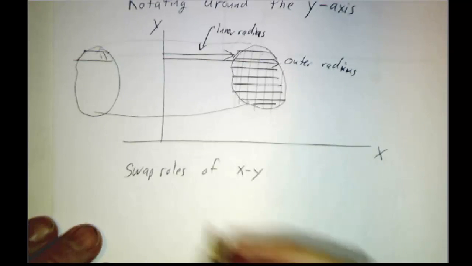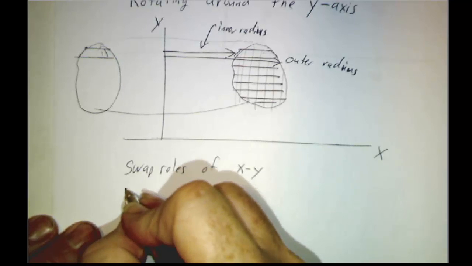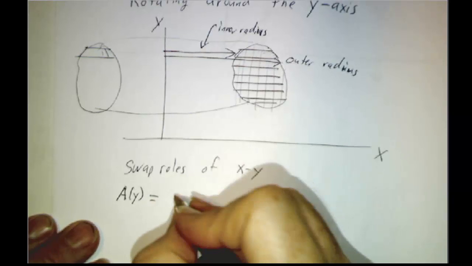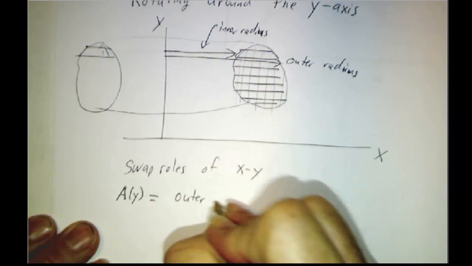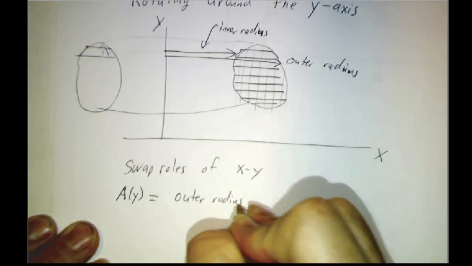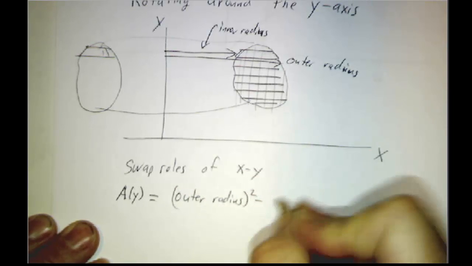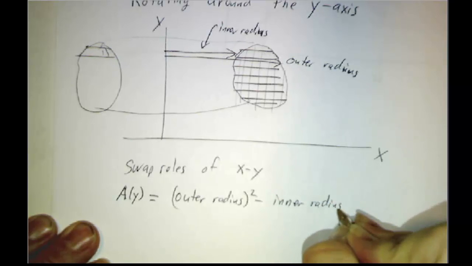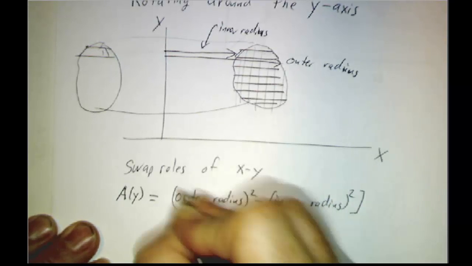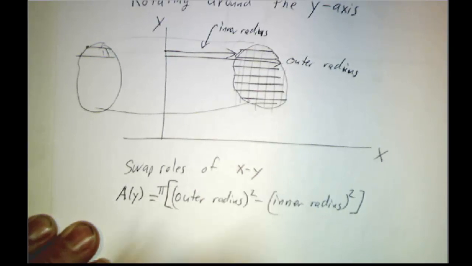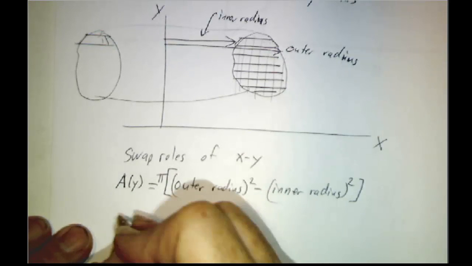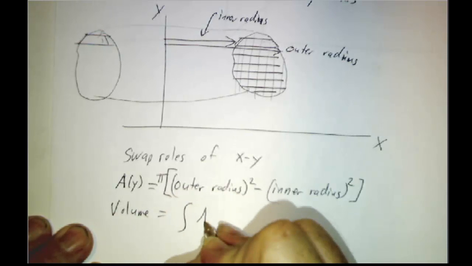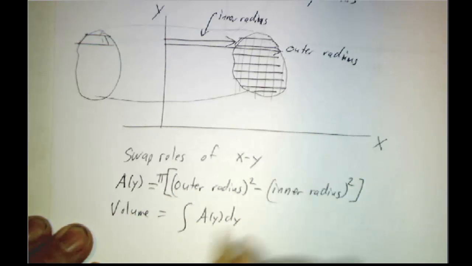And so what's the area as you rotate around the y-axis? It's a function of y, and it's the outer radius squared minus the inner radius squared, all times pi. And the volume is the integral of A(y) dy.